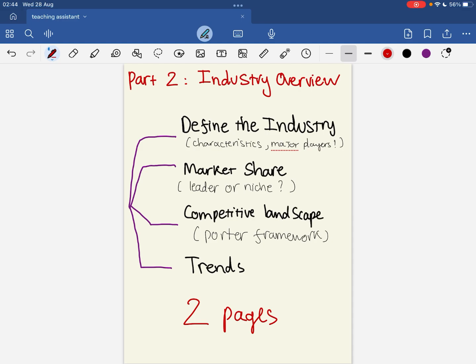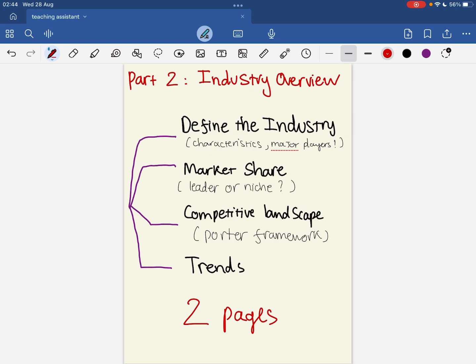My suggestion is that you should limit it to 2 pages only. And this is where you zoom out from the individual companies and take a broader look at the industry in which they operate. So start by defining the industry. What are its key characteristics? Is it a fast-growing industry or more mature? Who are the major players? And how is the market segmented? Understanding the industry dynamics is super crucial because it sets the stage for evaluating how well the companies are performing within this context.